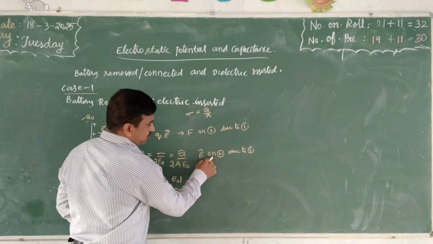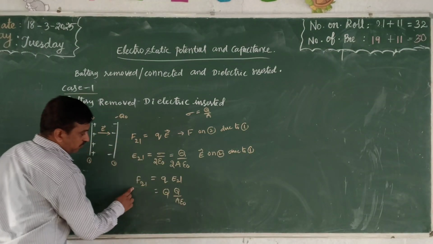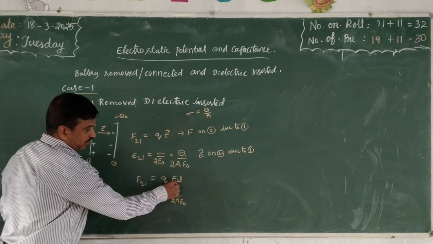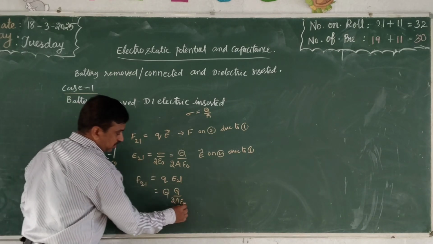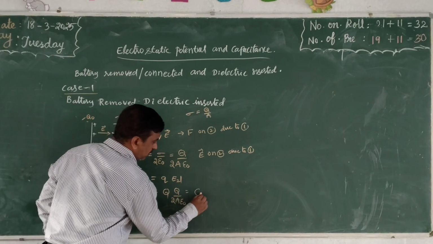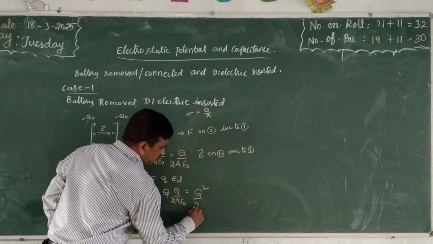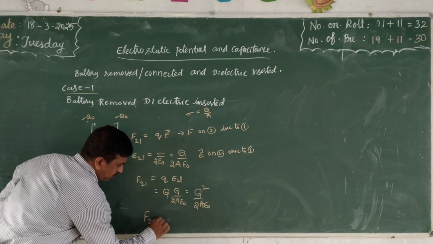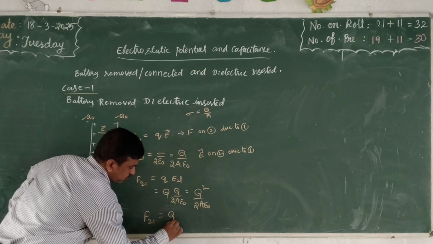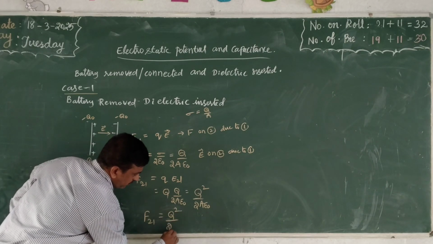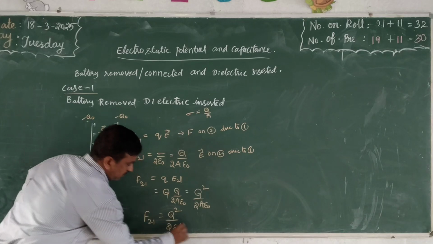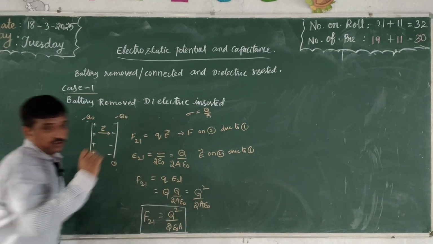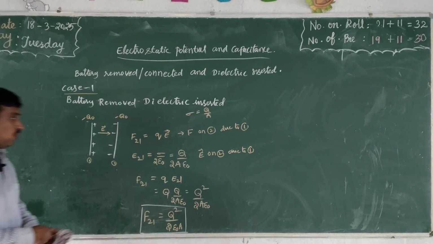So the electric field on the second plate due to the first is Q by 2A epsilon naught. Here the charge is Q. So Q times Q by 2A epsilon naught gives Q squared by 2A epsilon naught. It is the force on the second plate due to the first one. What is the force now? Q squared by 2 epsilon naught A. It is the force on the second plate due to the first one. Now we can discuss.